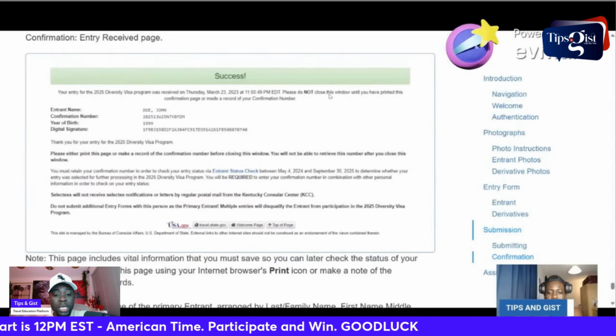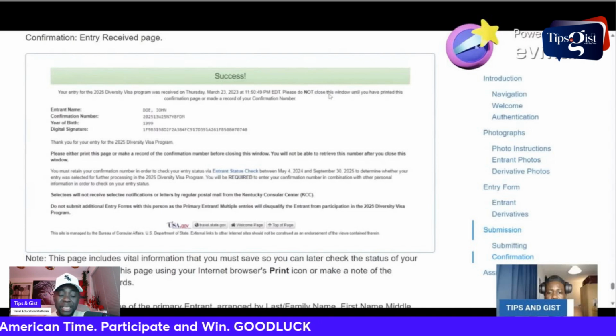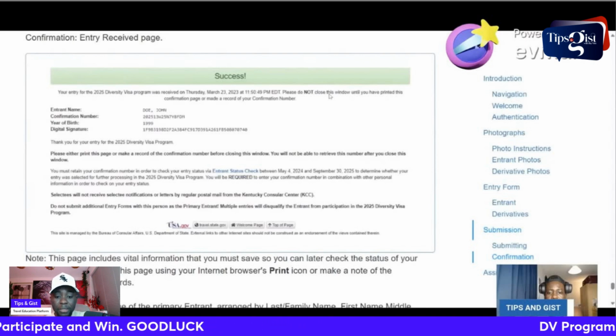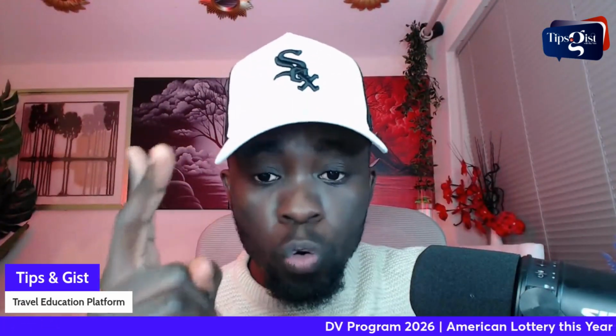If you submit yours and you see the sources, do not submit another one. It will be a duplicate application. Make sure that you do 1 application, not 2. If you do 2, they'll disqualify you. So disqualification is duplicate application and wrong picture format or photo format. These are the 2 ways they can disqualify you.